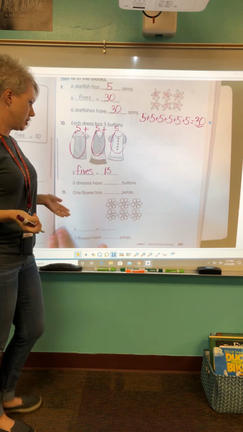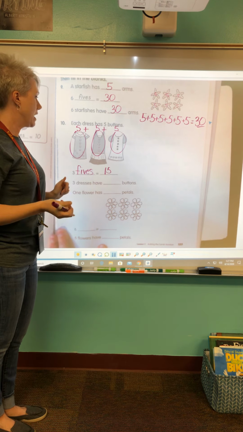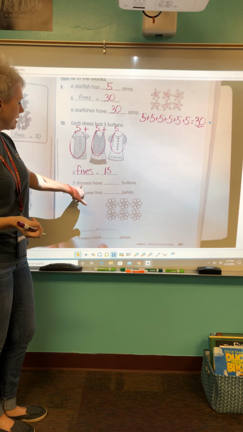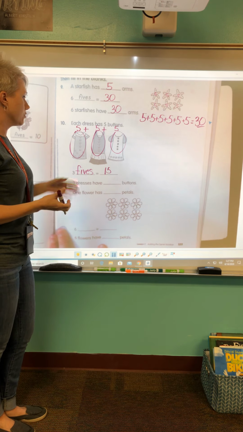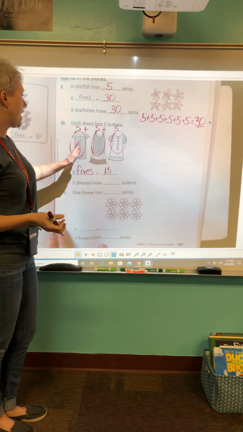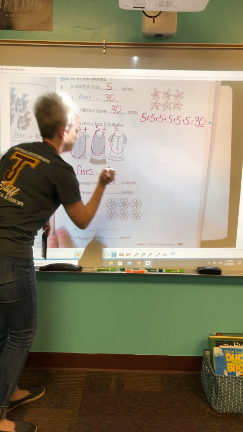Now to go back and check our answer, we can just go and count all of our buttons. And you can do that if you would like to. 3 dresses have blank buttons. How many buttons altogether do 3 dresses have? 5, 10, 15. There we go.